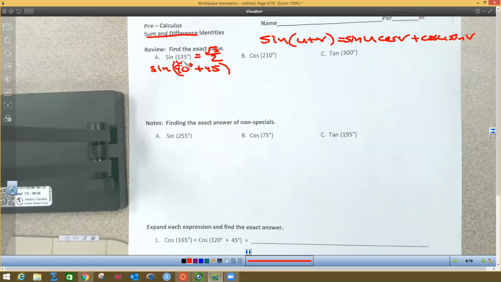So this is my u, this is my v. So I'm supposed to rewrite this in this form. So I get sine of 90 cosine of 45 plus cosine of 45 times sine of 90. Oops, I wrote these two backwards, my bad. The u goes first, so this should have been a 90, and this one over here is a 45. My bad. That's 90, this one's 45.